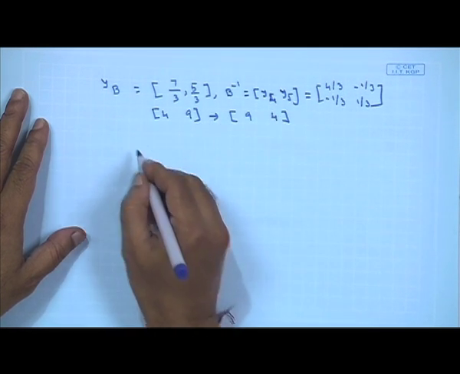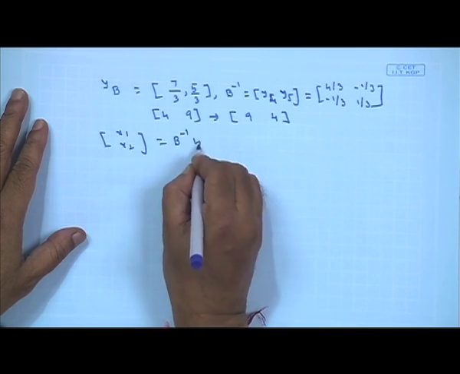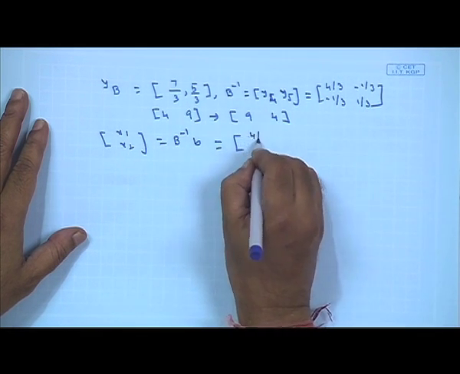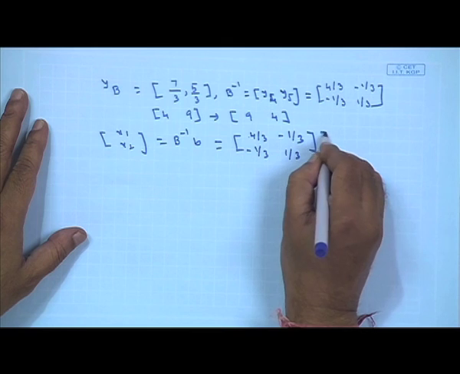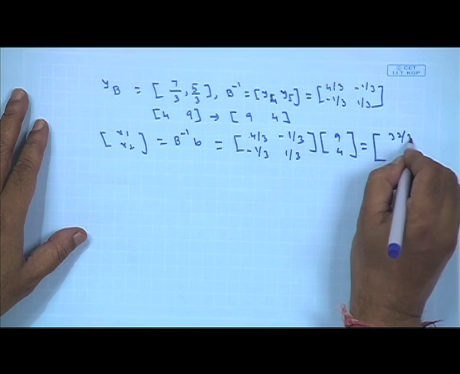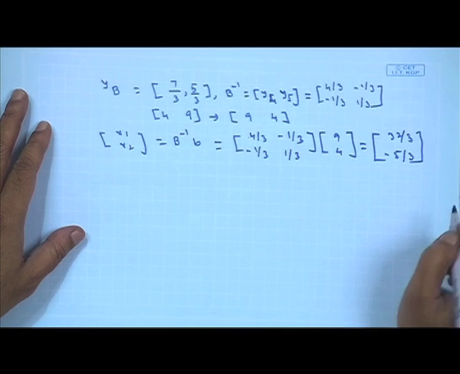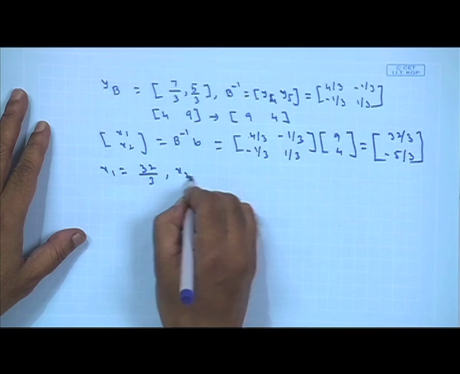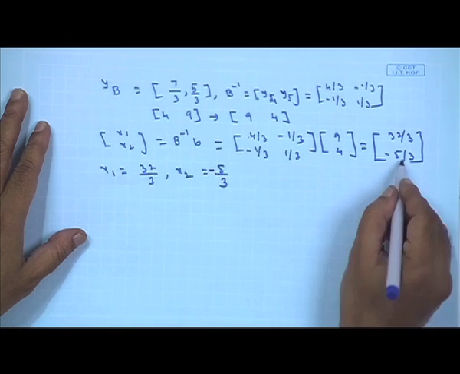So, if I replace 4 9 by 9 4, in that case your x1 x2 is equal to B inverse into b. Your B inverse is this one, 4 by 3, minus 1/3, minus 1/3, 1/3, and your 9 4. So, it will become 32 by 3 and minus 5 by 3. That means your solution is x1 equals 32 by 3 and x2 equals minus 5 by 3. So, x2 is minus 5 by 3.